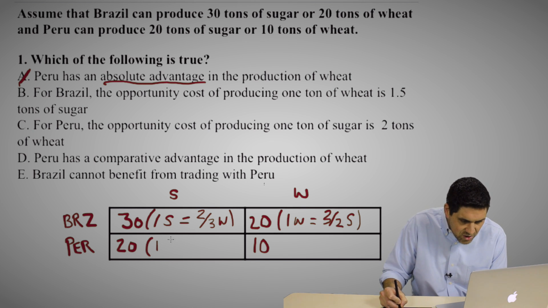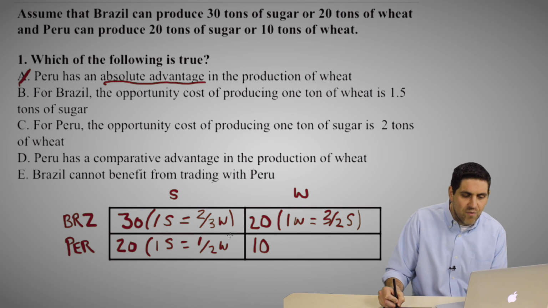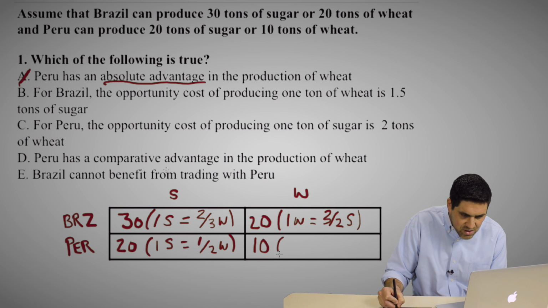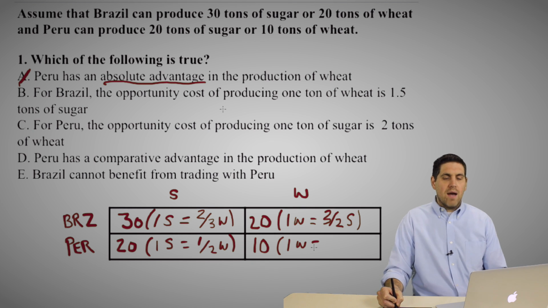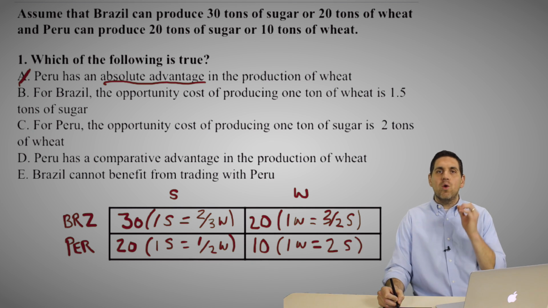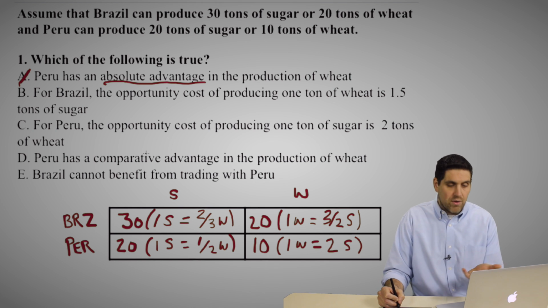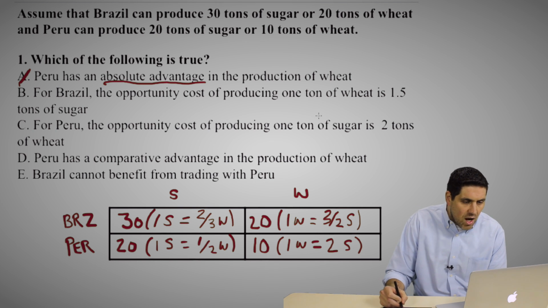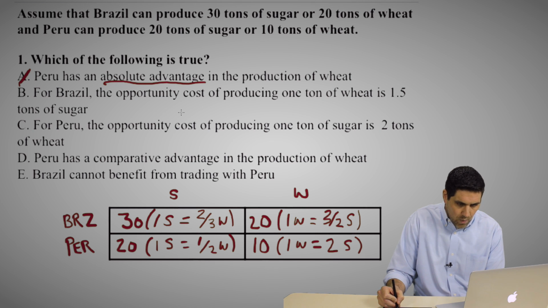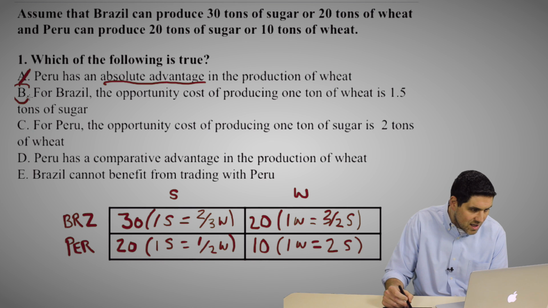On this one, let's go ahead and do this since we're here. 1 sugar costs 1/2 of wheat given up. And over here, 1 wheat costs 2 sugar given up. All right, now when you do this, you can now figure out who has a lower opportunity cost because we've done the calculations. So for Brazil, the opportunity cost of producing 1 ton of wheat is 1.5 sugar. One ton of wheat is 1.5 sugar. That's the right answer. So the right answer actually is B.